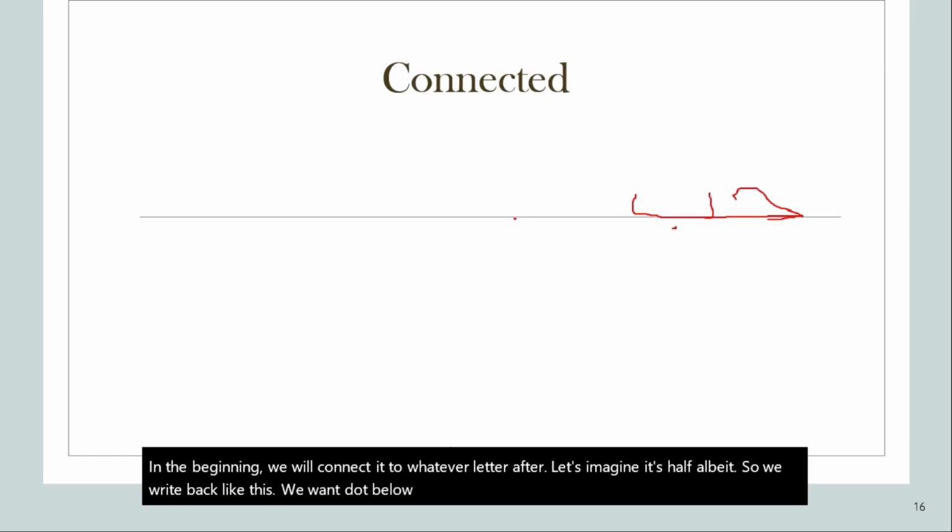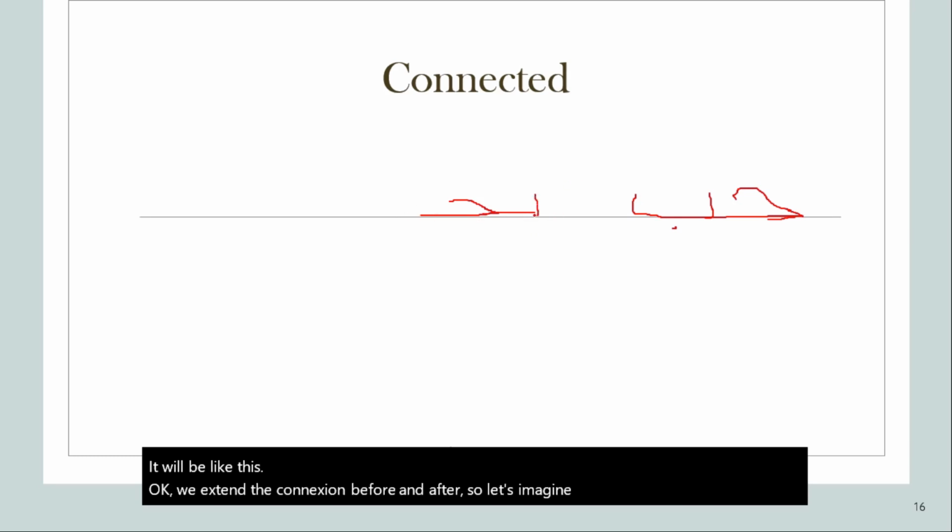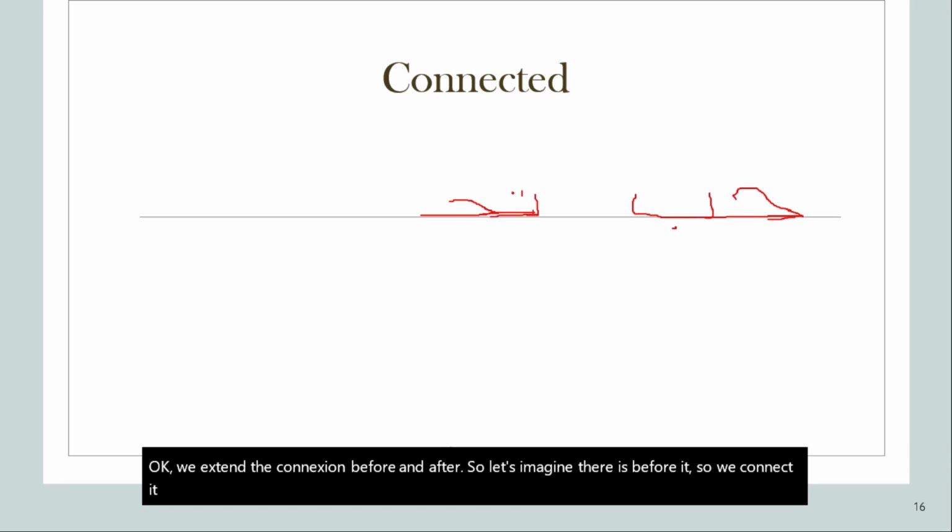Okay. If it's in the middle, it will be like this. Okay. We extend the connection before and after, so let's imagine there is ta before it, so we connect it with two dots. Let's imagine there is ba after, so we connect it to the ba, one dot below. So this is in the middle.